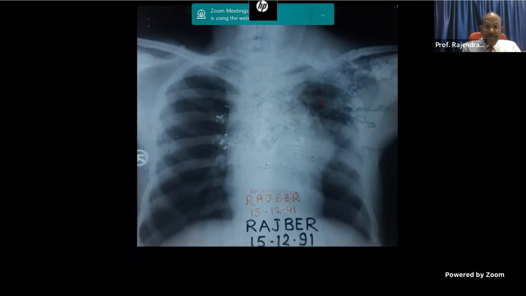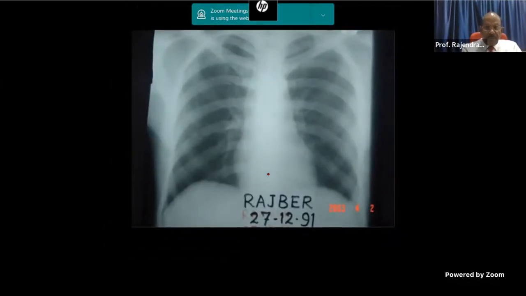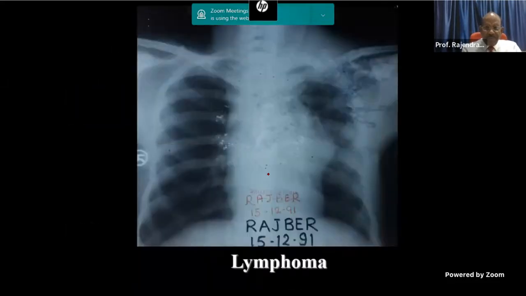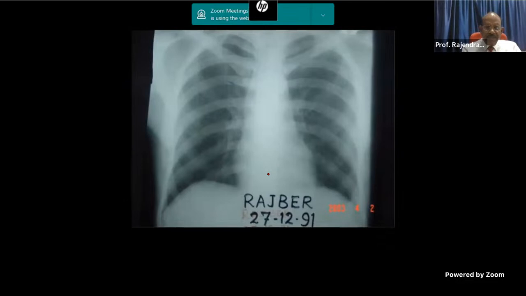See, he has multiple lymph nodes outside the chest and within the mediastinum, and was diagnosed as a case of lymphoma. After a chemotherapy cycle, his lymph nodes, everything, regressed within 7-10 days. That is how people say lymphoma melts like ice. So you can see it in this X-ray.